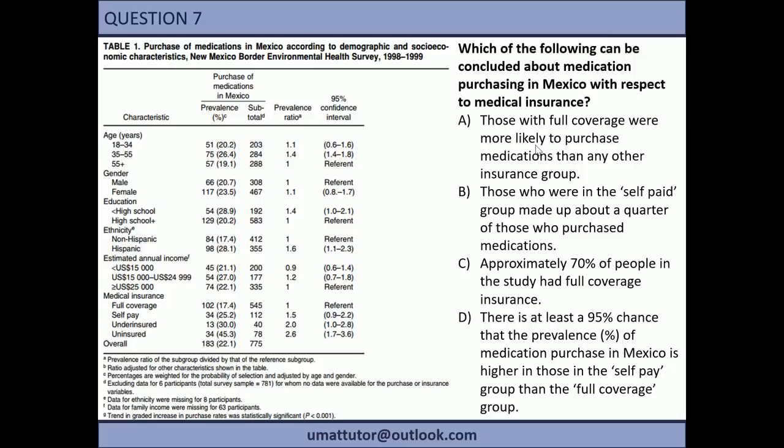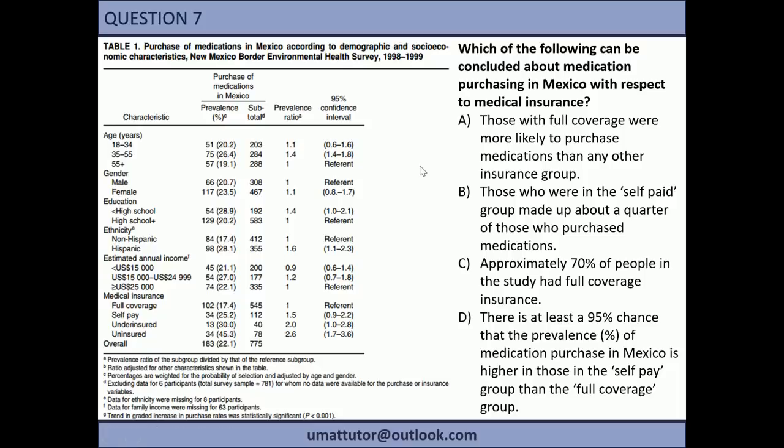We'll just do another question based on the same table to reinforce the same concepts. So now the question is, which of the following can be concluded about medication purchasing in Mexico with respect to medical insurance? So we're dealing now with just the final few rows here, where we've got medical insurance and the various medical insurance subsections.